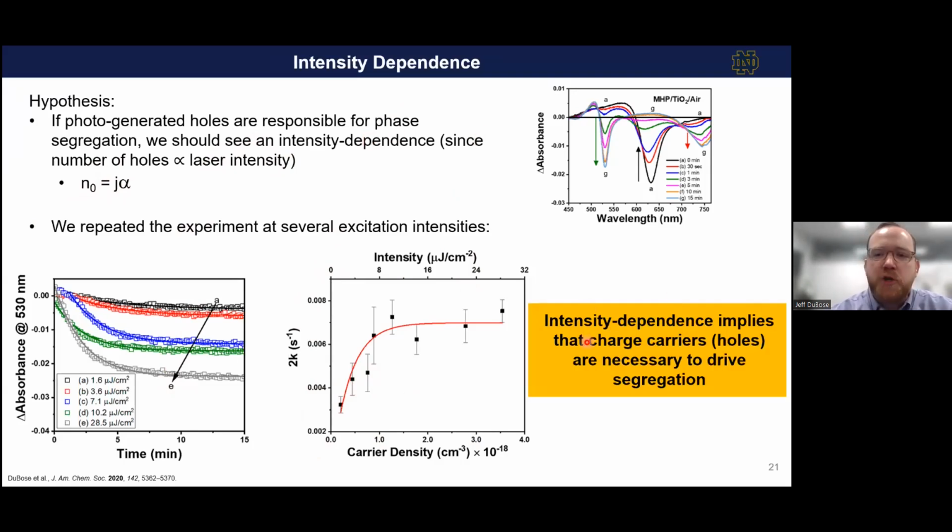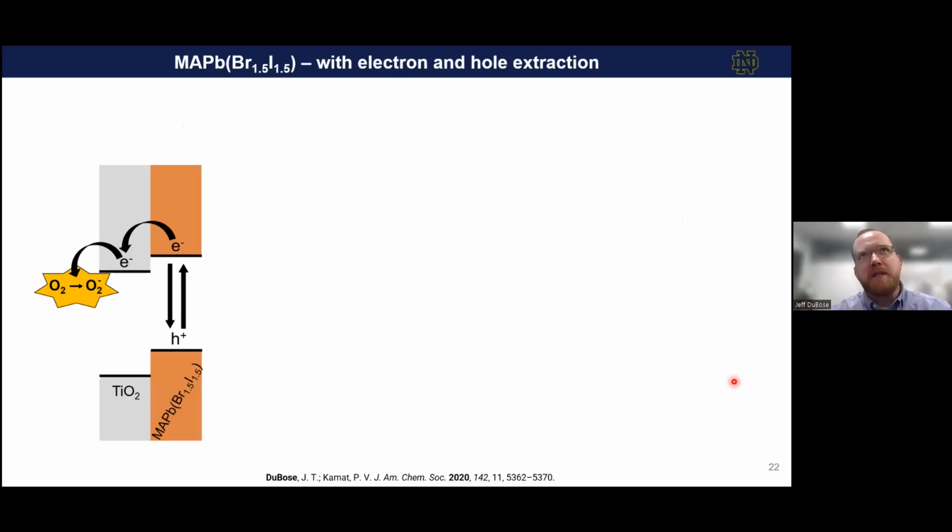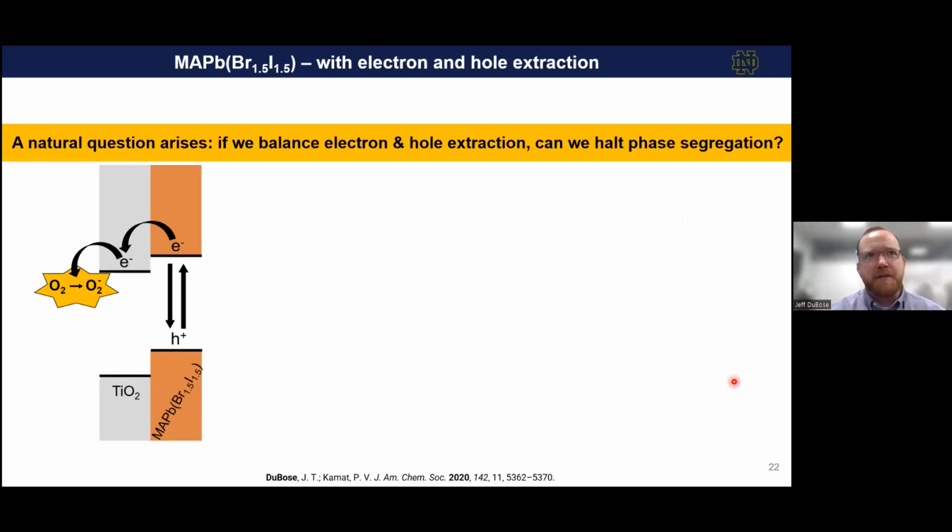So this implies charge carriers, specifically holes, or we're hypothesizing that this is the necessary requirement for segregation. Okay, so far, we see this selective extraction of electrons, and we're assuming we're building up a large hole concentration. So we asked ourselves a fairly natural next question: what happens if we balance the electron and the hole extraction on both sides of the perovskite? Can that actually halt phase segregation?